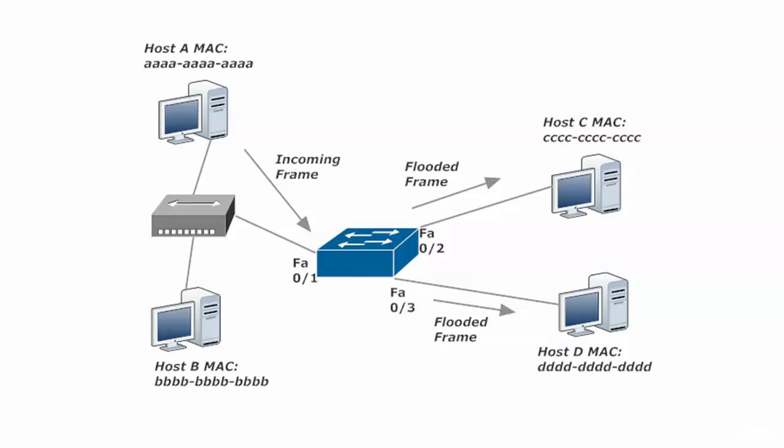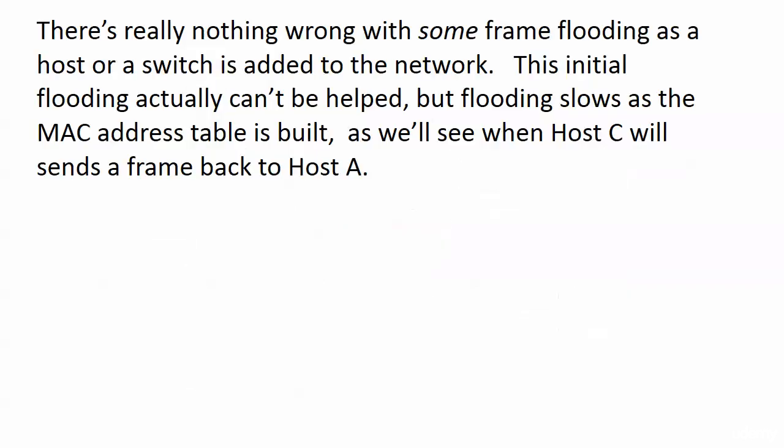One. So the thing is, with this flooding, it sounds terrible. And if it continued, it would be terrible. But there's really nothing wrong with some frame flooding as a host or a switch is added to the network, because the initial flooding can't actually be helped until the switch builds its MAC address table up. Then the flooding is going to continue, but if things go as they should, that flooding is going to slow very quickly as that MAC address table is built, as we'll see when host C sends a frame back to host A at the beginning of the very next video.